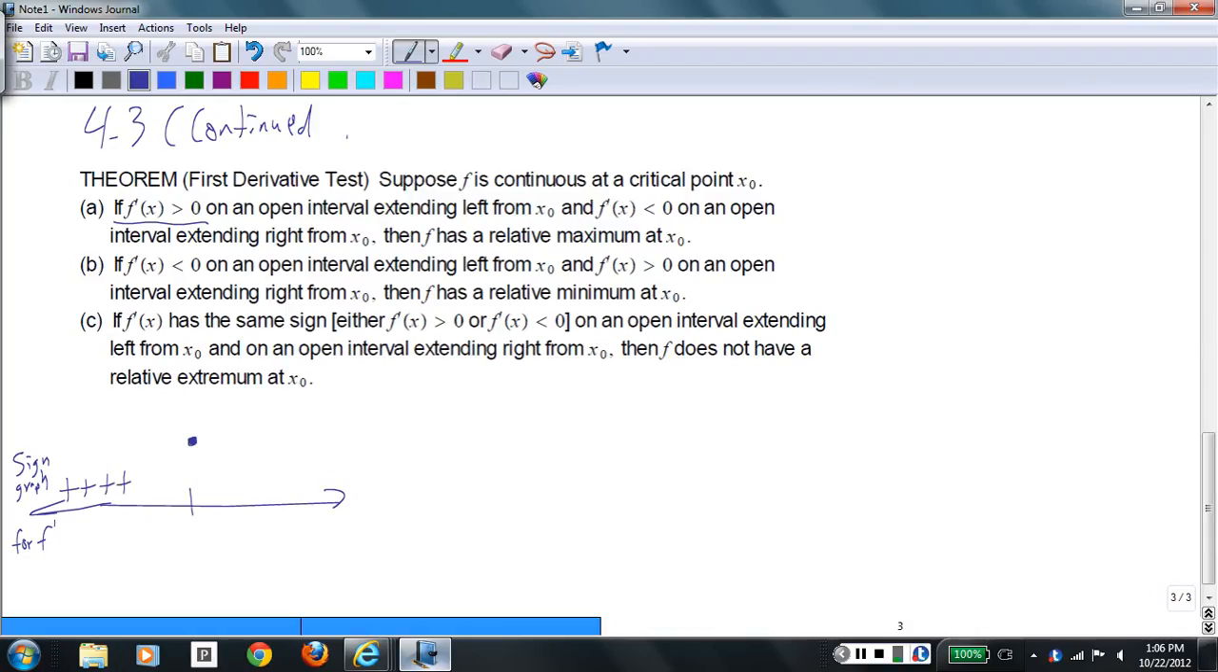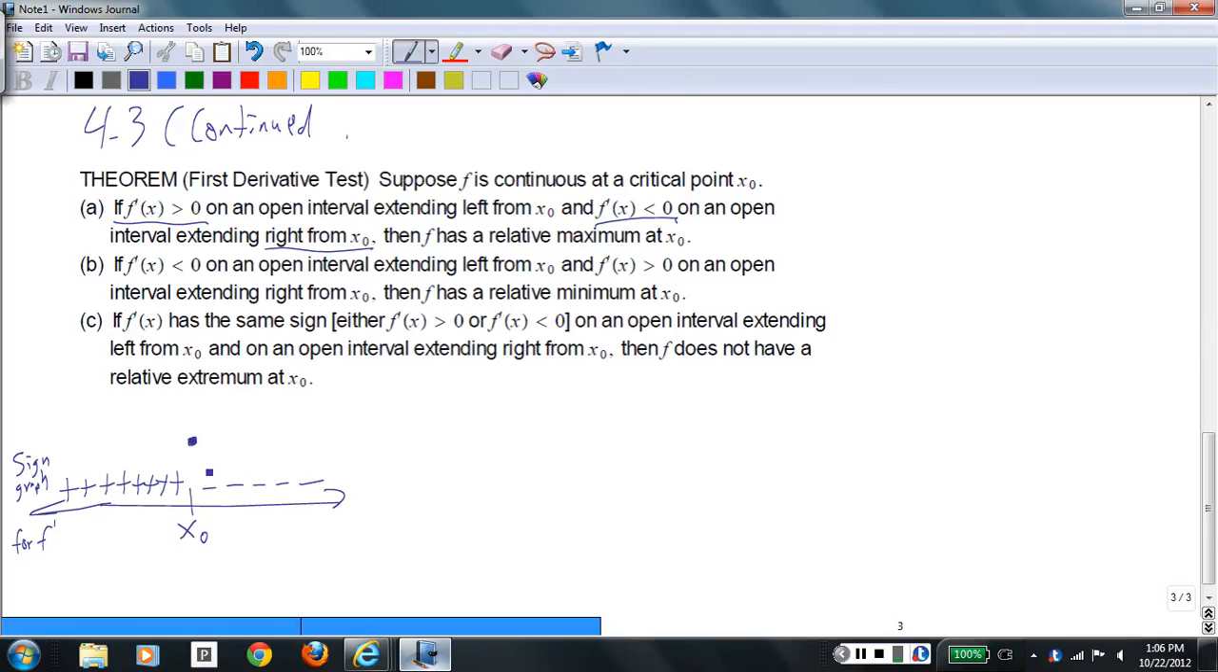So pluses right here. f prime is positive on that interval. And on an interval extending right from x sub 0, f prime is negative. So to the right, it's negative. Here is x sub 0, and that is a critical point, meaning that either f prime is undefined or f prime is equal to 0 right there. Maybe we have a horizontal tangent line. The pictures I draw may imply that f prime is equal to 0, but it could be a point of non-differentiability.